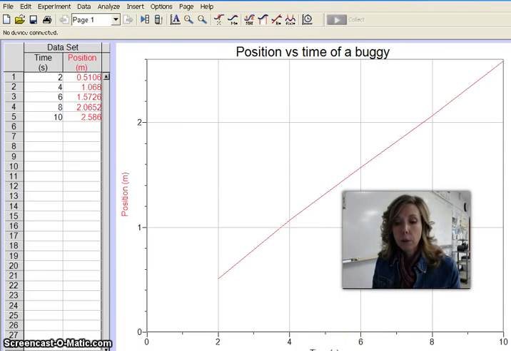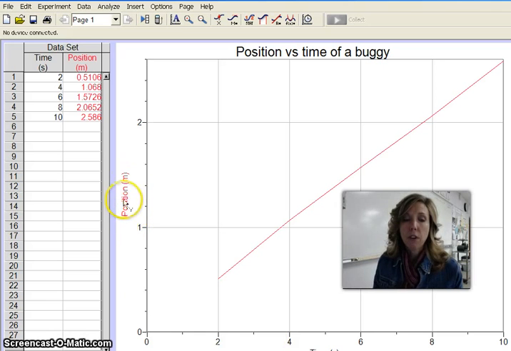So I do want to point out, notice that, although I think this is a little bit cut off here, at the bottom there's a label and unit for time. Our y variable, position with units, notice, important, and we have a title on our graph.